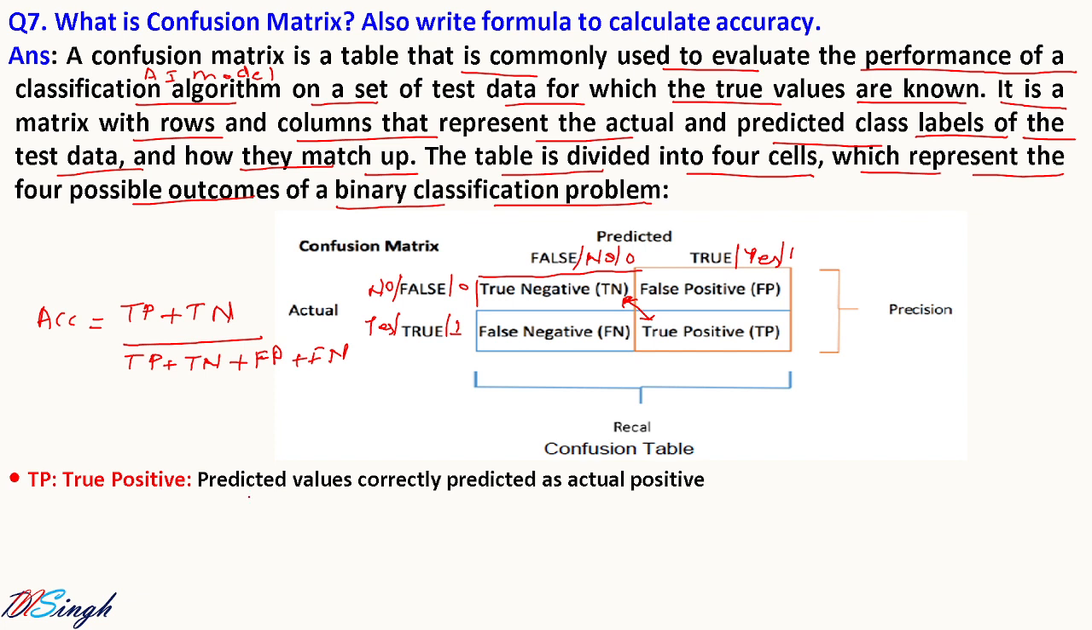True positive: predicted values correctly predicted as actual positive. Okay, so where prediction and reality both are the same, and you also have the value of prediction as yes.